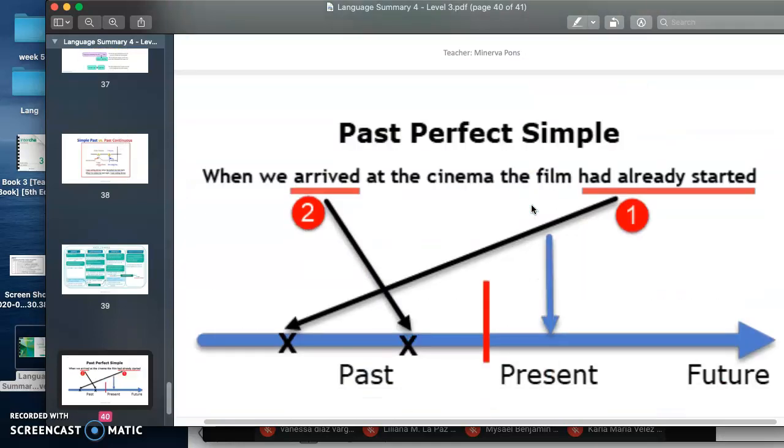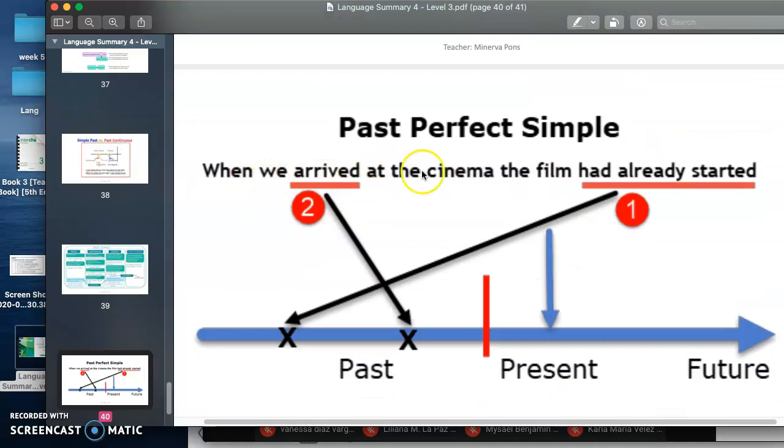For example, if we say, when we arrived at the cinema, the film had already started. Let's say that the film started at 6:30 and then I arrived at 6:45. So if I say, when I arrived at the cinema, the film had already started, we say that the film started at 6:30 and then at 6:45 I arrived.